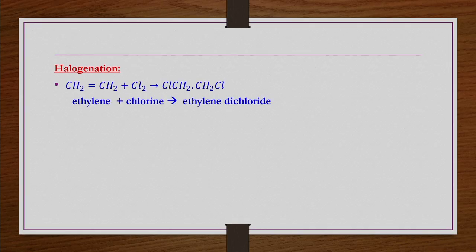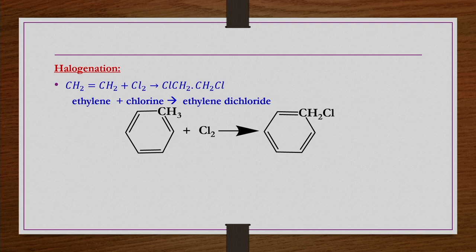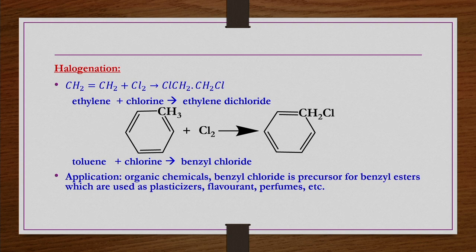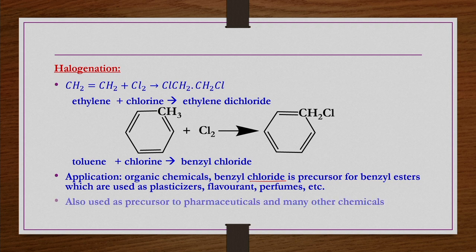Reacting a halogen with an organic component is a halogenation kind of reaction, okay? So for example, you have ethylene and then chlorine reacting together, you get ethylene dichloride. Similarly, you have toluene and then you react with the chlorine, you get benzyl chloride. Applications are, you know, many in organic chemicals. Benzyl chloride is a precursor for benzyl esters, which are used as plasticizer, flavorant, perfumes, etc. It is also used as a precursor for many pharmaceuticals and many other chemicals.